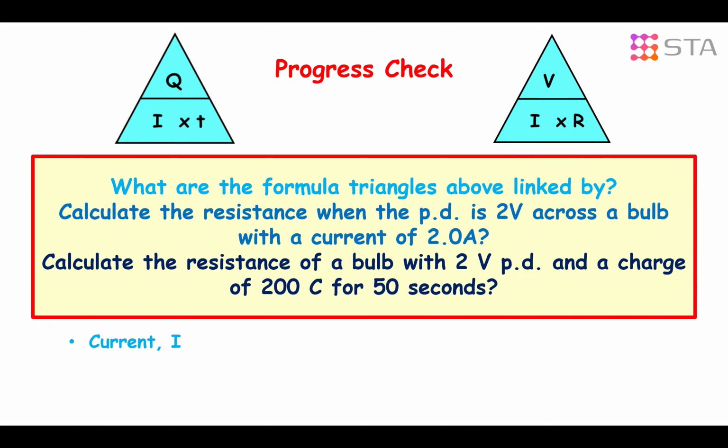Now that's the triangle on the right. So R equals 2 divided by 2, which gives you a resistance of 1 amp. Calculate the resistance of a bulb. This is a bit harder now, with 2 volts potential difference and a charge of 200 coulombs for 50 seconds. Oh dear, it's asking you to work out the resistance. Okay, and you've got a 2 volt potential difference and it doesn't give you the current.